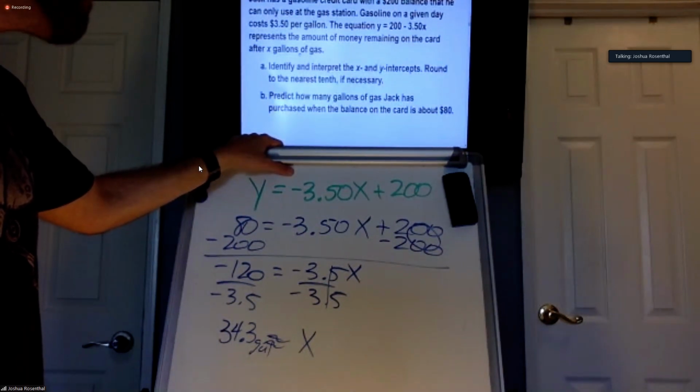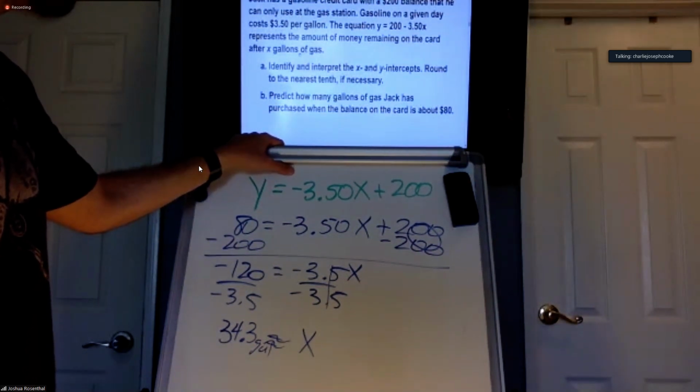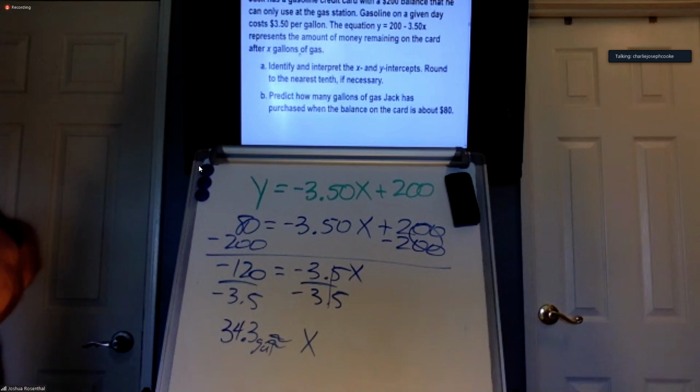You got to know your stuff. Once you know your stuff, it's not so bad. You said for interpreting the x and y intercepts, you just state what they mean in the problem. State the roles that they represent in the problem. That's right. Okay.